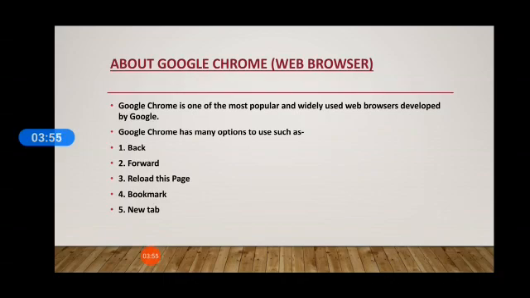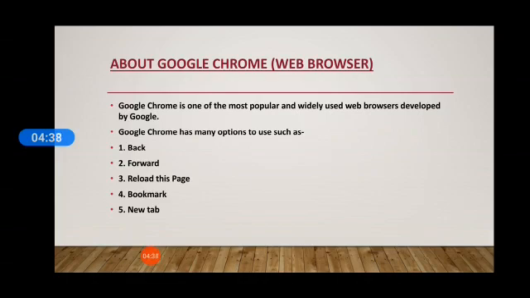First one is back option, second is forward option, next one is reload this page option, next is bookmark, and then new tab. So we will get these 5 options when we open Google Chrome, that is a web browser. Let's discuss all these options one by one, for what purpose we are using them. First one is back option. Clicking on this button takes you back to the previous page that you have already visited. As its name says, back, it will go one page back to where you have already visited.